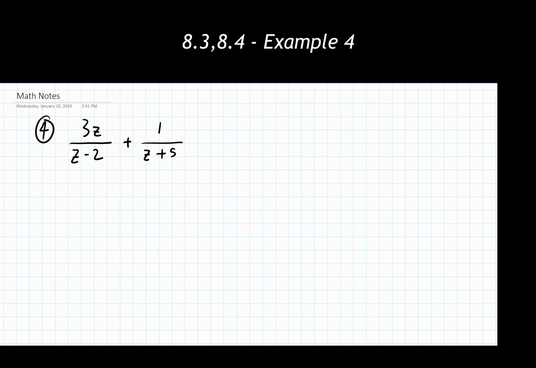Our first step is to fully factor the denominator of all rational expressions. Well, z minus 2 is fully factored, z plus 5 is fully factored, so the first step is done. Awesome. Second step, determine the lowest common denominator among all rational expressions. I'm going to make a note off to the side for myself what that lowest common denominator is going to be.